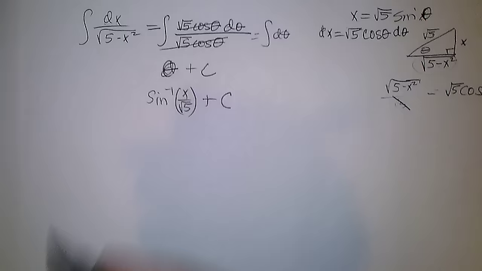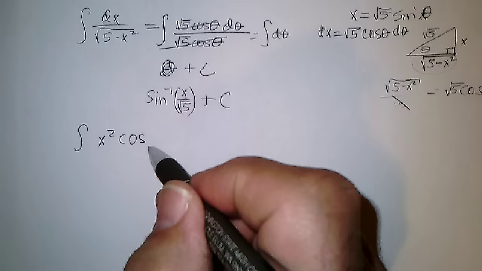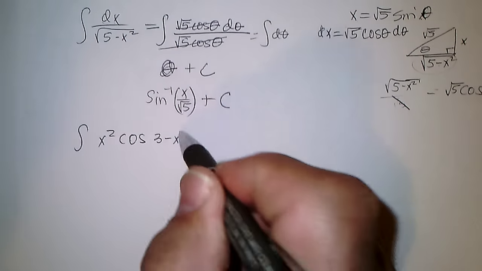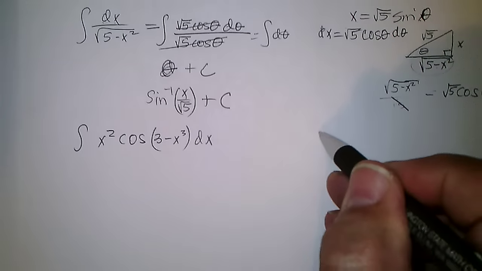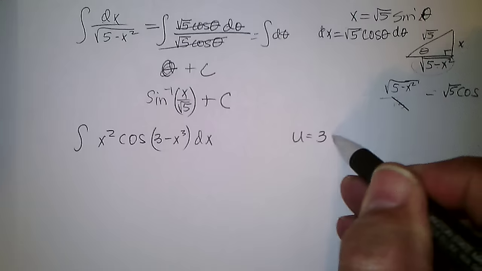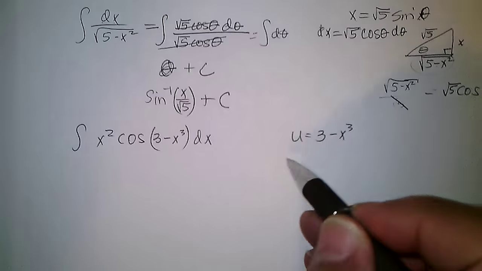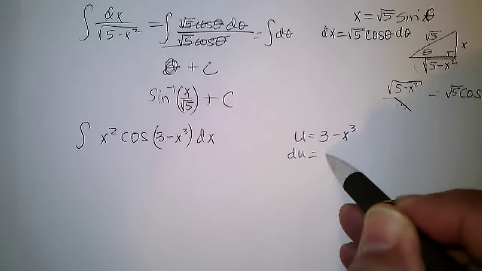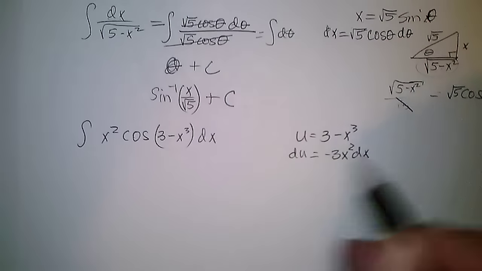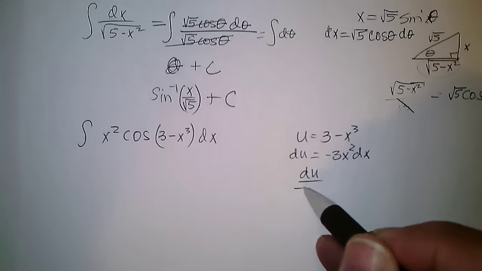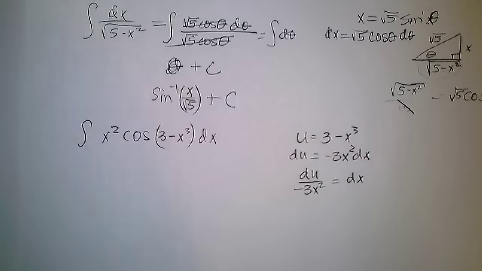The second one was the integral of x squared cosine of 3 minus x cubed. And I said simple substitution on this one. If we let u equal 3 minus x to the third, then du would equal negative 3x squared dx. And so dx would be du over minus 3x squared.